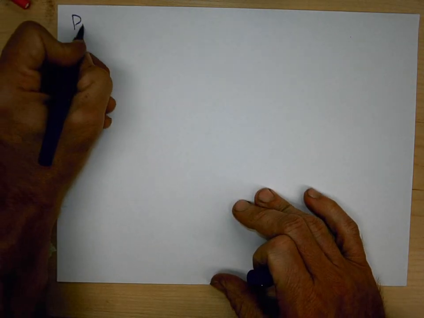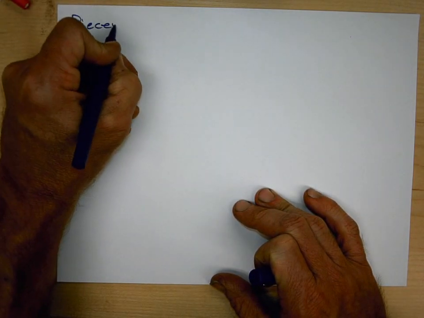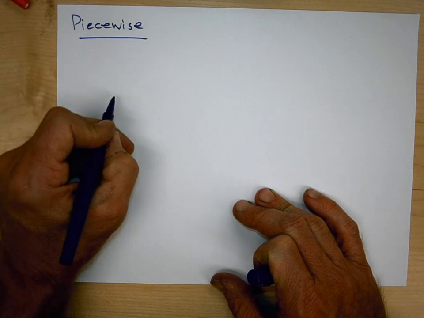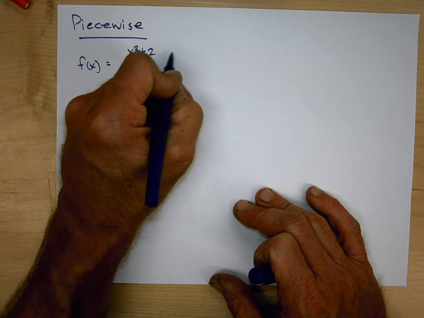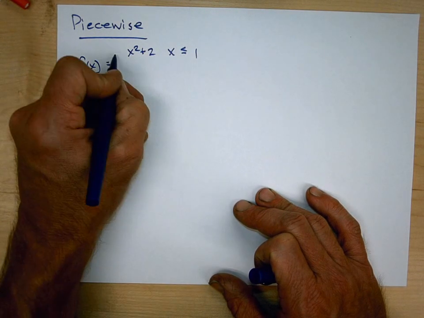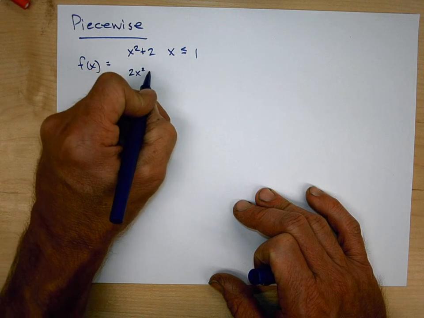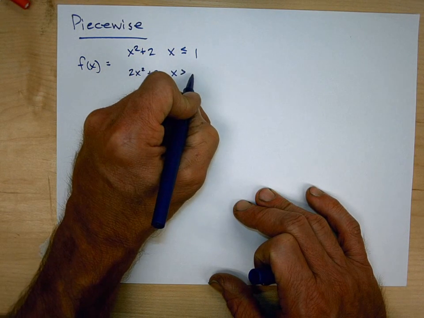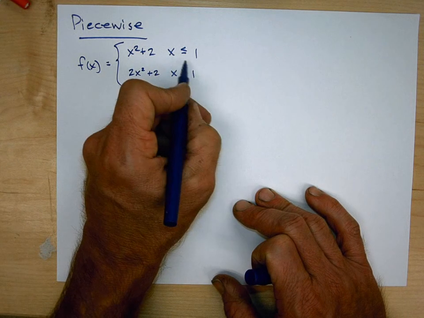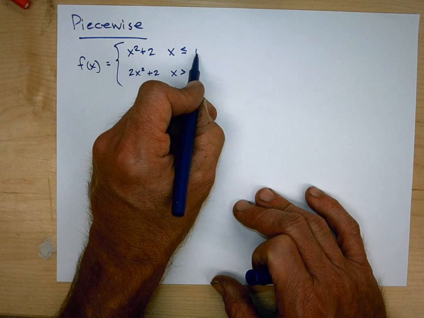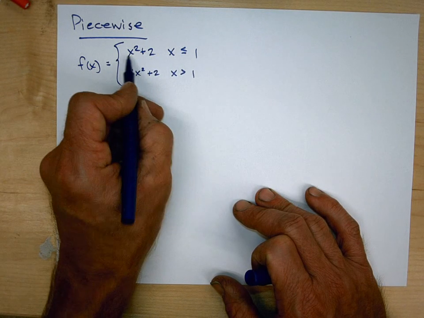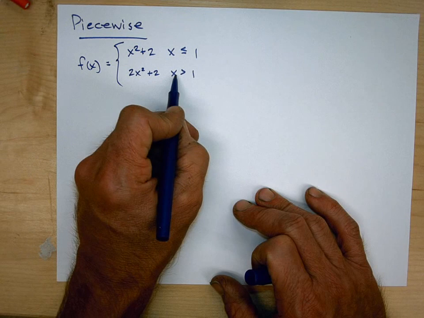Also want to mention just a little bit about piecewise functions. All right. So a piecewise function is one that is defined differently along its domain. So for example, we could have f of x equals x squared plus 2 when x is less than or equal to 1, and 2x squared plus 2 when x is greater than 1. All right. So again, we're basically splitting the domain. When x is less than or equal to 1 along the x-axis, this will be one way to get the y values. It'll be a different formula to get the y values when x is greater than 1.